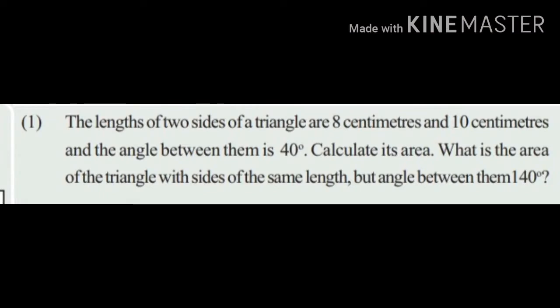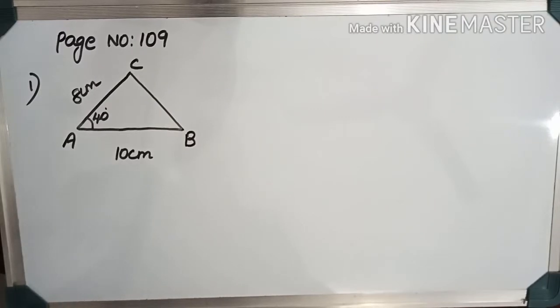Page number 109. Here is the first question. The length of two sides of a triangle are 8 cm and 10 cm and the angle between them is 40 degree. Calculate its area. What is the area of the triangle with sides of the same length but angle between them 140 degree? Two sub questions are there. Question figure is not given.